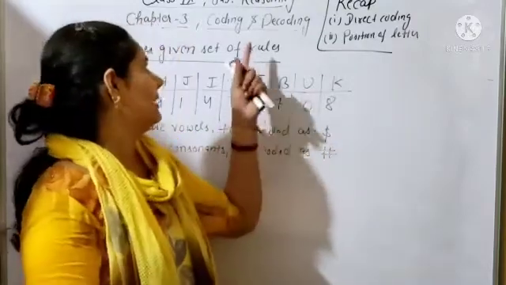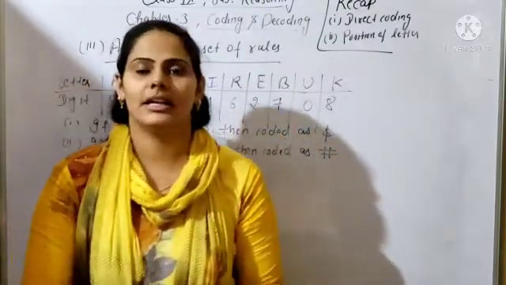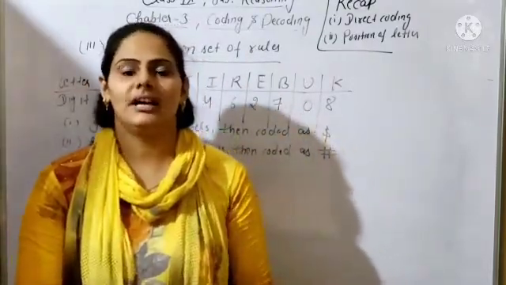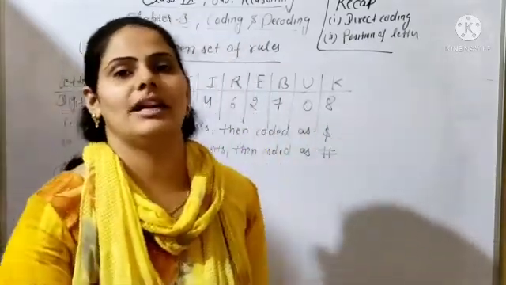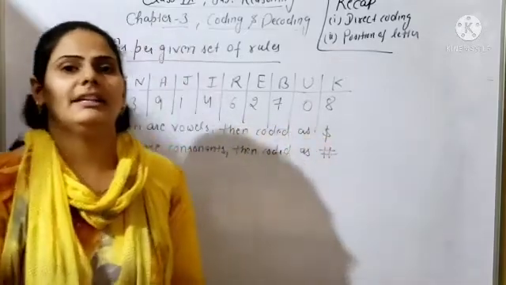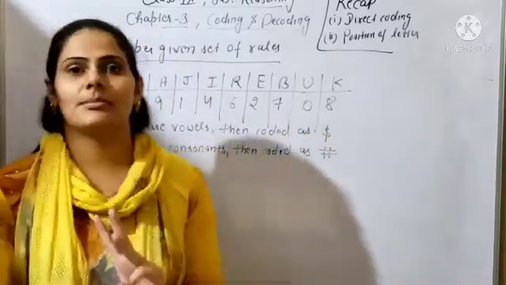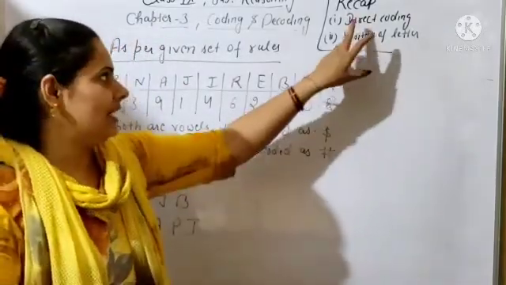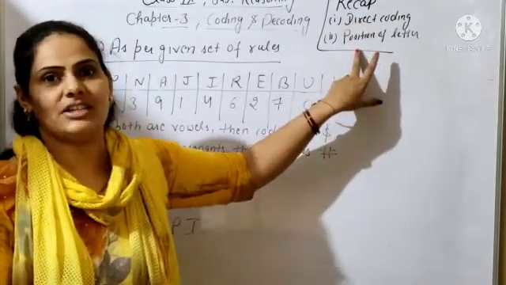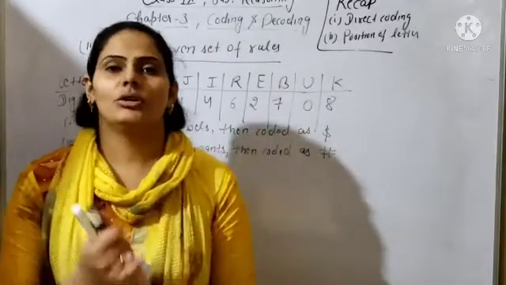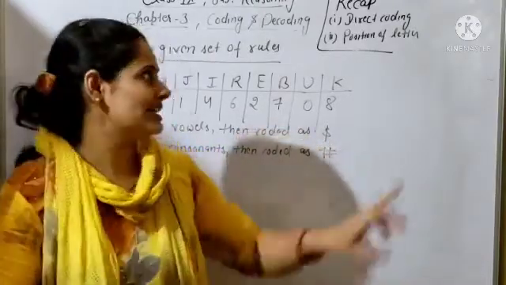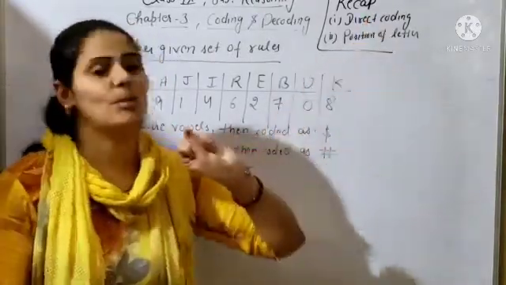So today once again, beta, we will start our chapter number 3, coding and decoding. In the coding and decoding, I have already told you we are doing the number system coding. First we are doing number system coding, and in the number system coding three types of coding are there. First direct coding, second position of letters in English alphabet, and third as per given set of rules. Two types of coding we have already done. First one is direct coding and second one is position of letter.